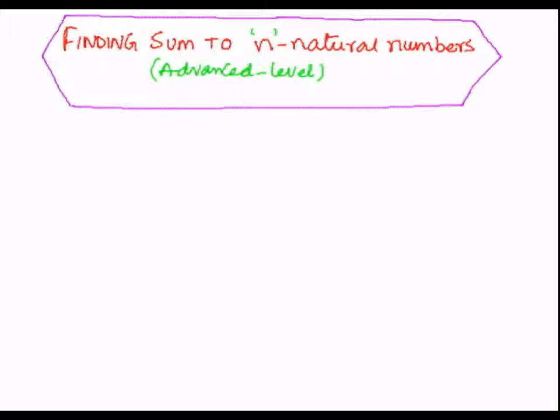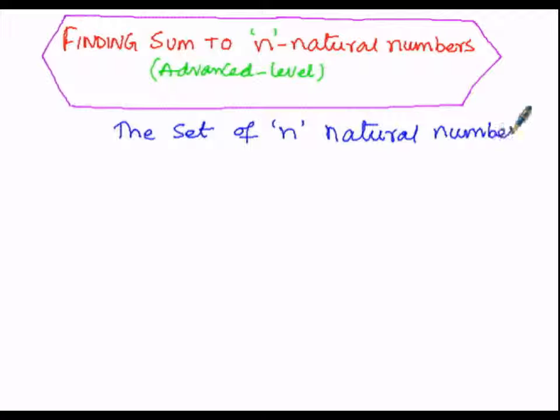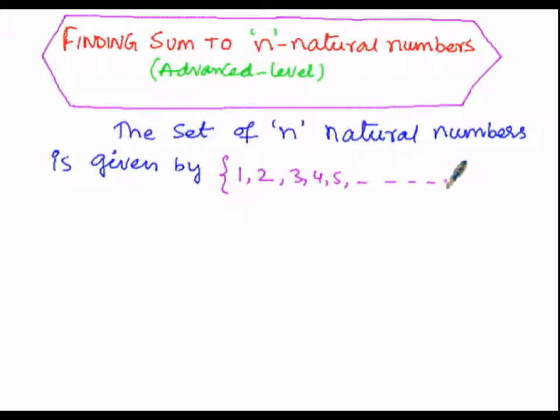If the number of terms, that is the number of natural numbers in the set, is n, then the set of n natural numbers is given by, in set brackets, the least natural number 1 and the next consecutive natural numbers 2, 3, 4, 5 and so on. When the set consists of n natural numbers, the last number will be n.